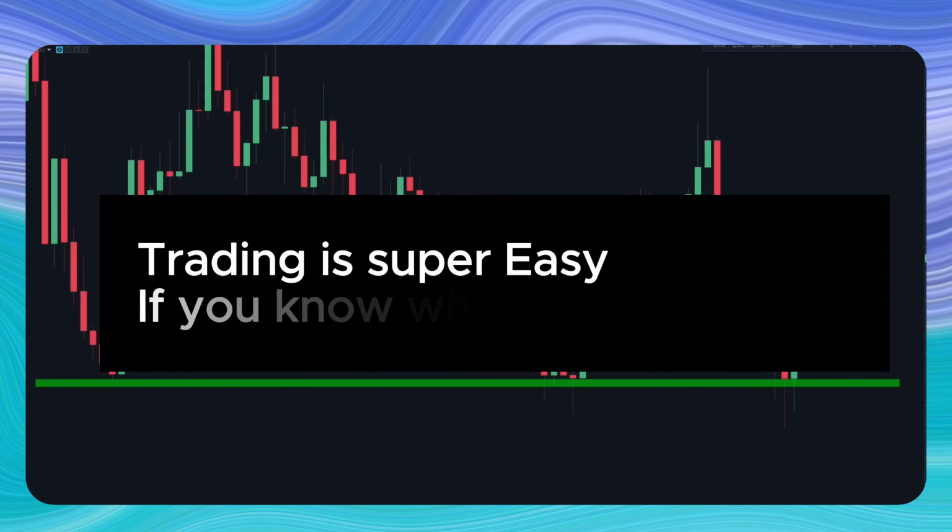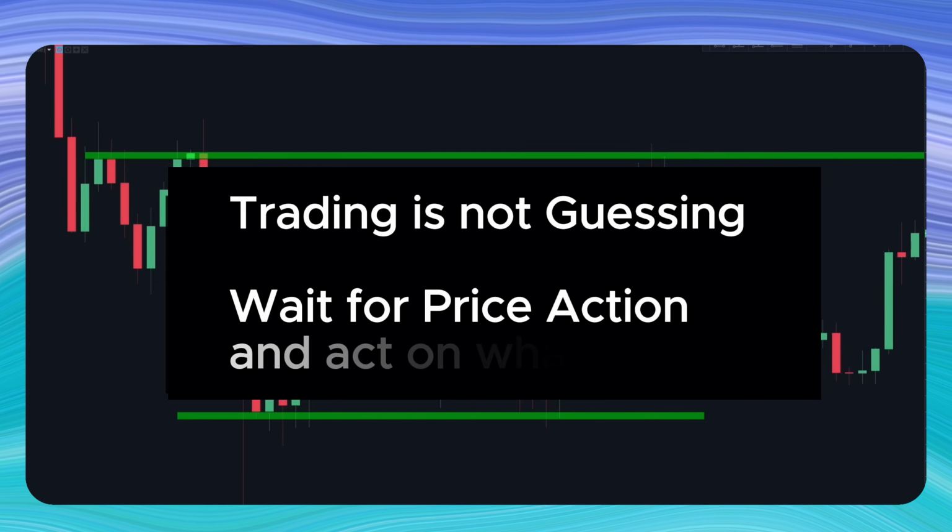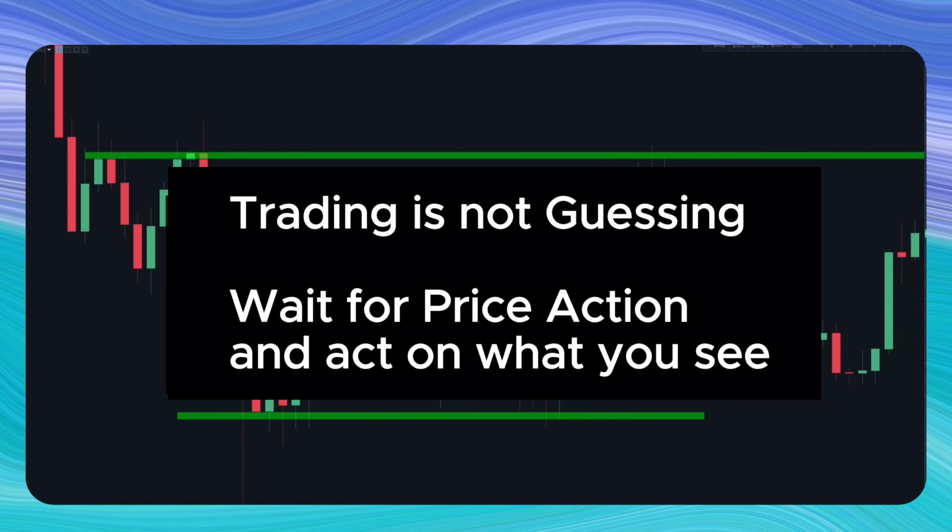Trading should not be hard if you know what you are looking for. Trading involves zero guessing. You look for price action and act on what you see happening.